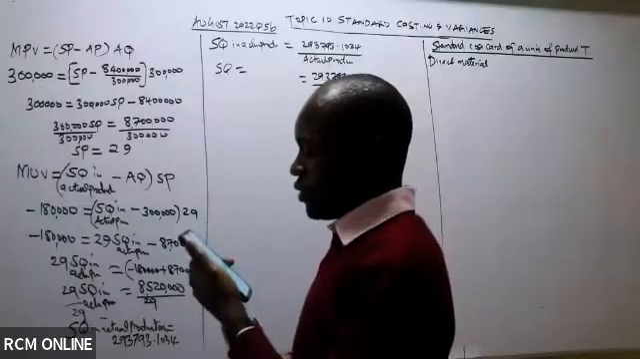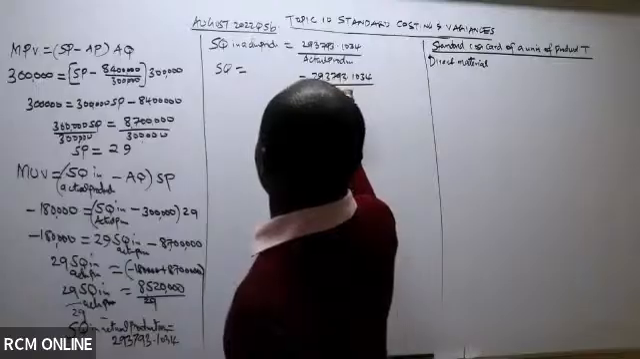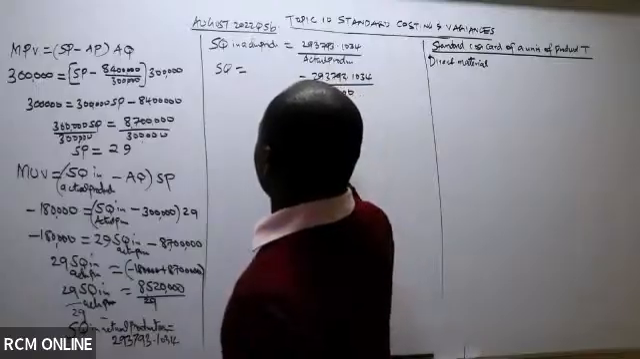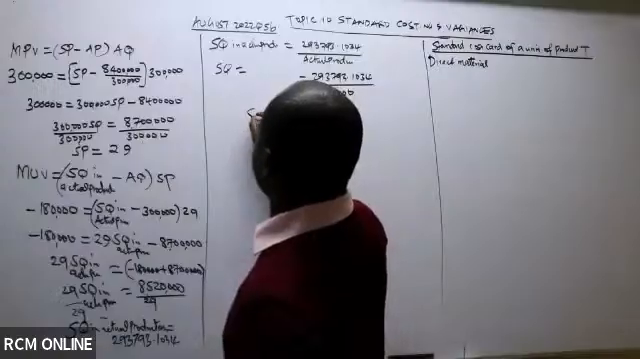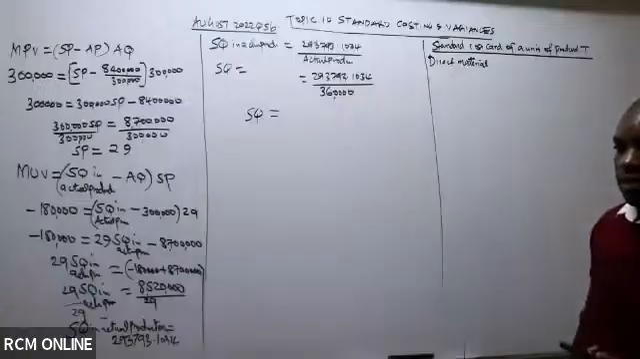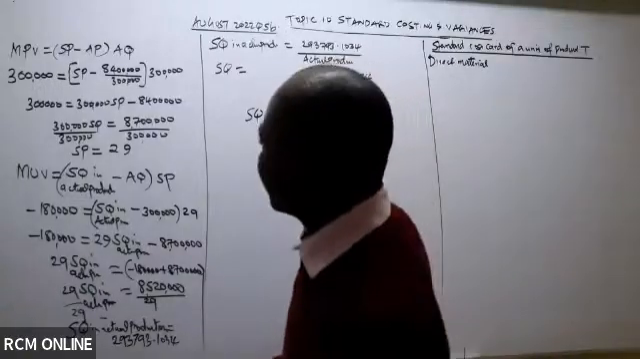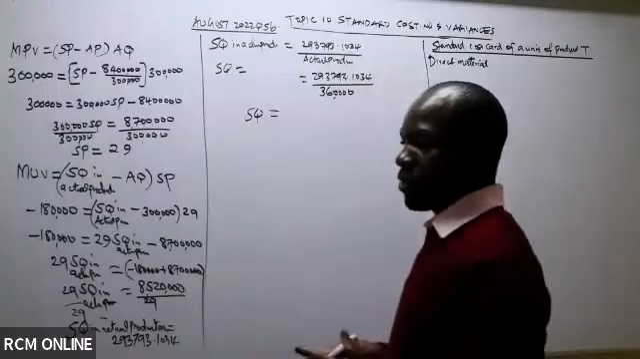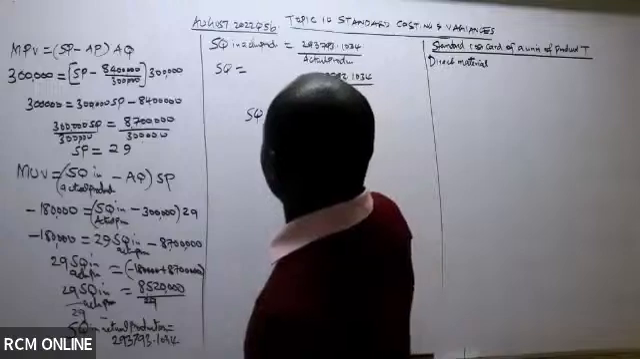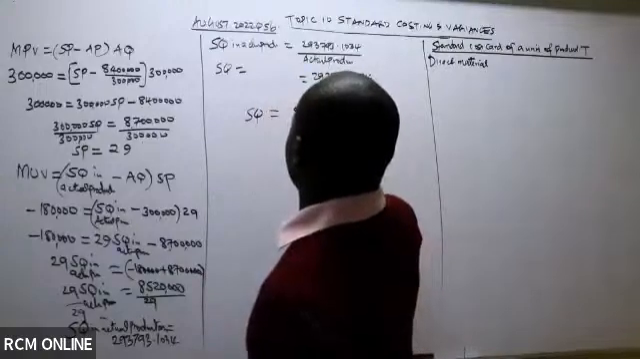Actual production of the finished product, 36,000. Good. Give me your answer, rounded off to 2 decimal places. How many kgs do we have?